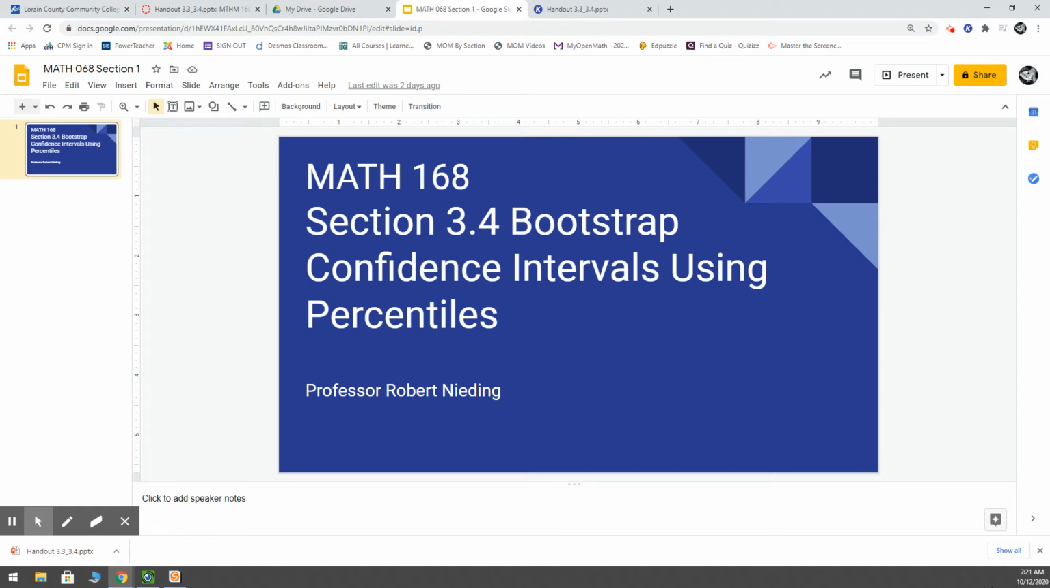Welcome back to Math 168. I am Professor Robert Needing, and we'll be covering Section 3.4, Bootstrap Confidence Intervals Using Percentiles. This will be the end of Chapter 3, leading into Section P.1.